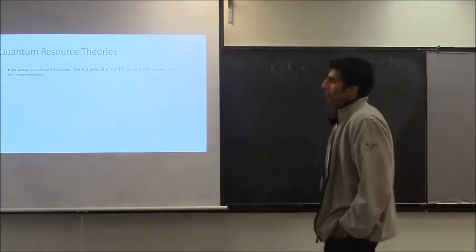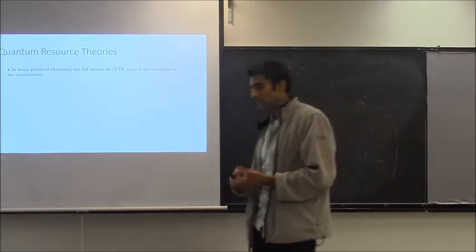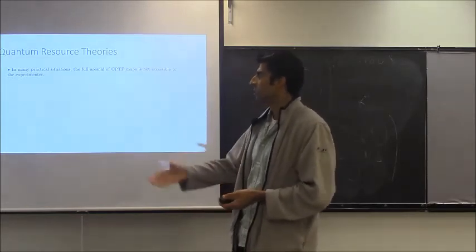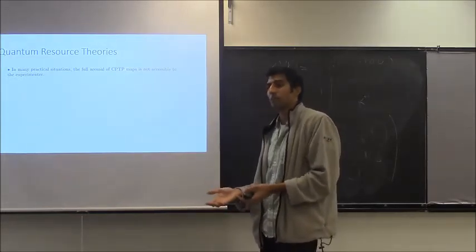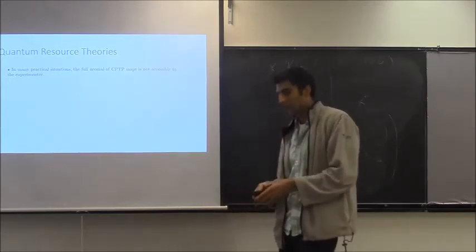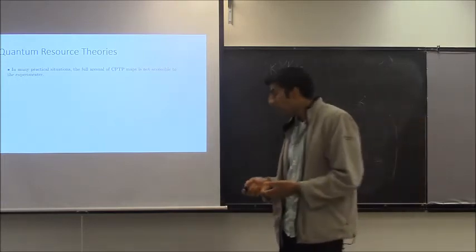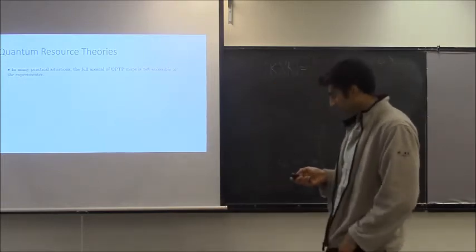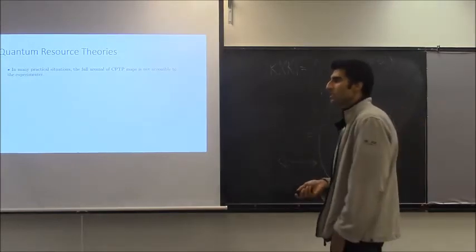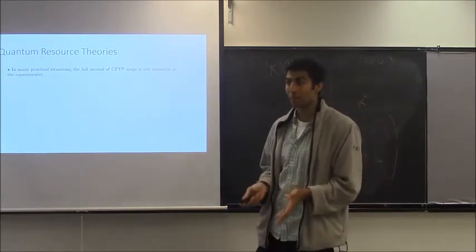So we just talked about the CPTP maps, and these maps describe what is physically possible. I said if you give me a completely positive trace preserving map, in principle I should be able to go in the laboratory and do it. That's this idea of the correspondence between mathematical objects and physical objects. But in practice, the full arsenal of CPTP maps is not accessible to the experimenter. So it's a very idealistic world to think that I can implement any CPTP map that I choose.